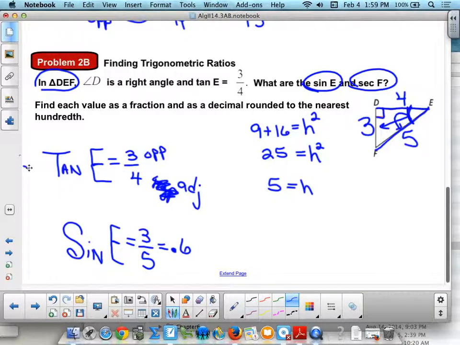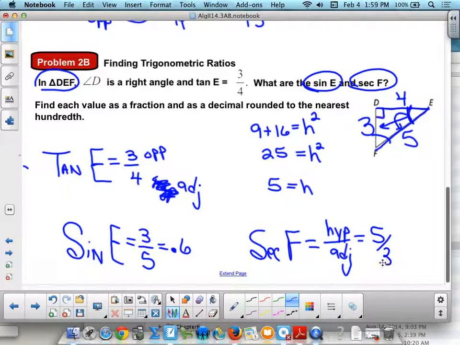Next, secant of F. Secant of F equals... This is the reciprocal of who? Cosine. Hypotenuse over adjacent, right? Which is what? F is right here. It'd be 5 over 3. Yeah, it's 5/3.